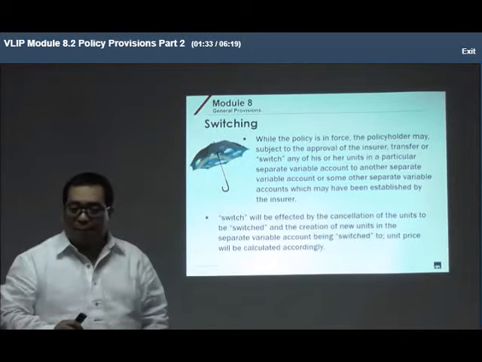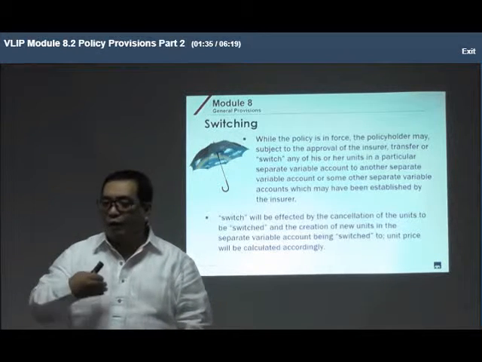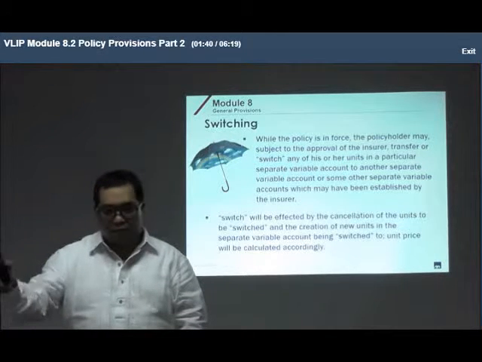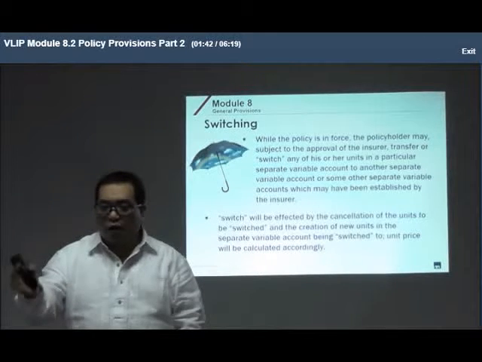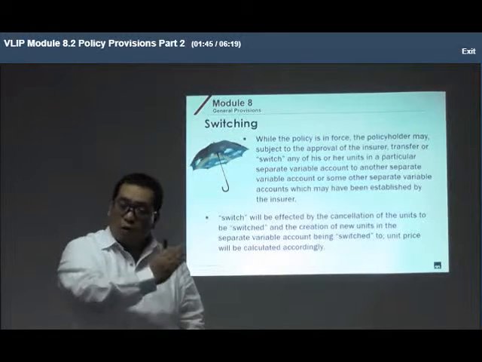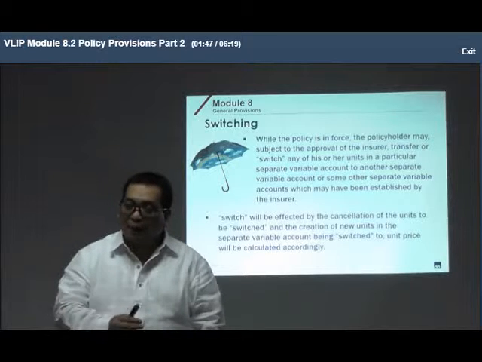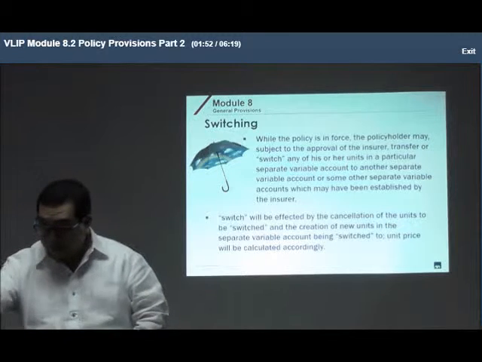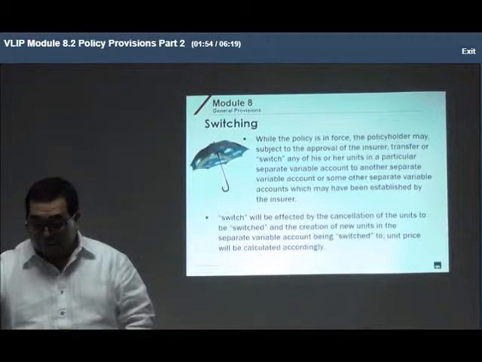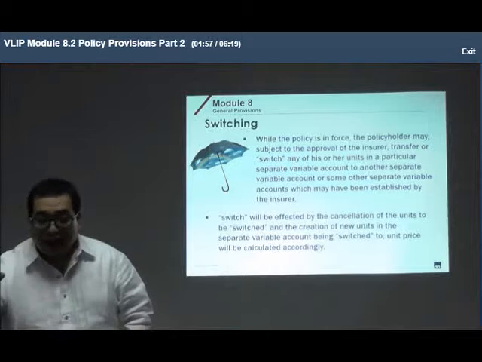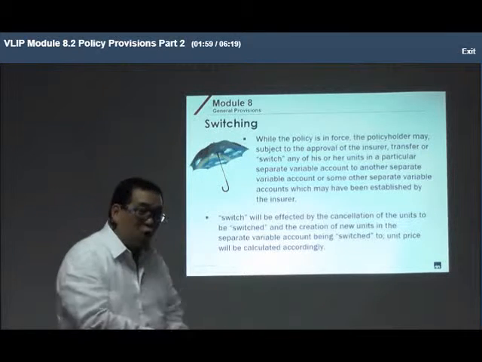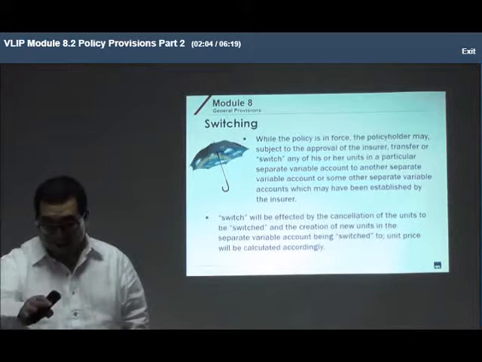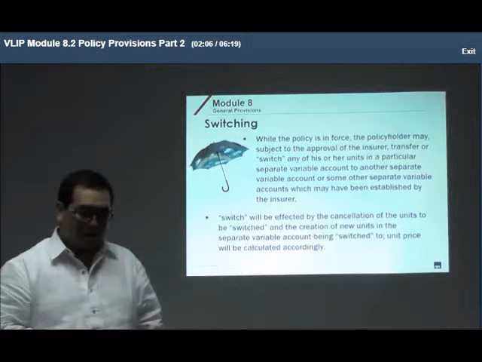To give you an example, let us assume that my variable life insurance is invested into bond fund. And I want now to switch to equity fund. What will happen is this. I will cancel all or I will surrender all my units in the bond fund. And I will buy new units now of equity fund. Is the example clear? Good. Let's continue.